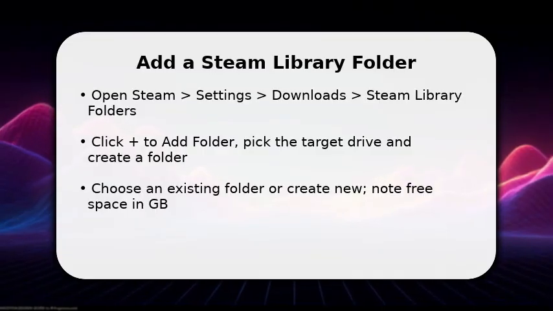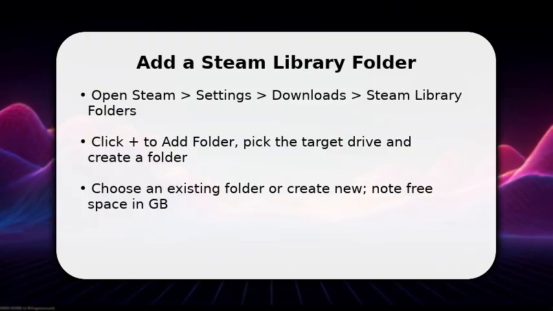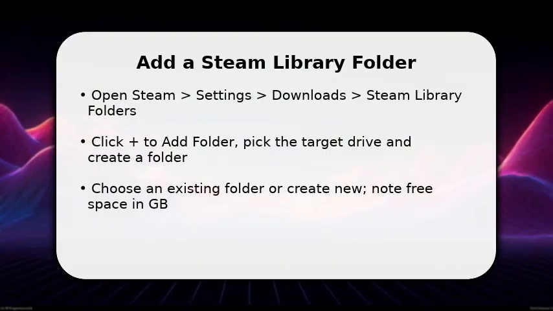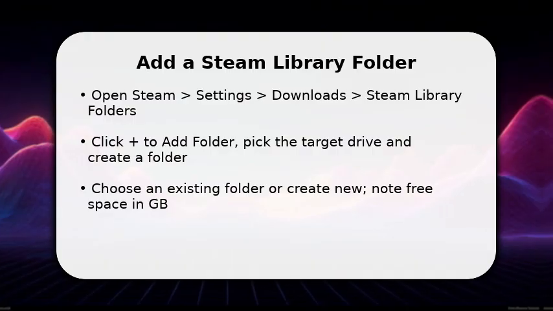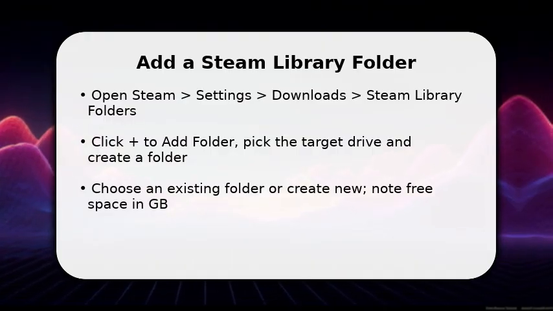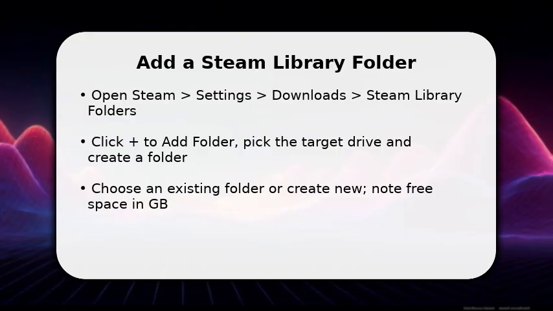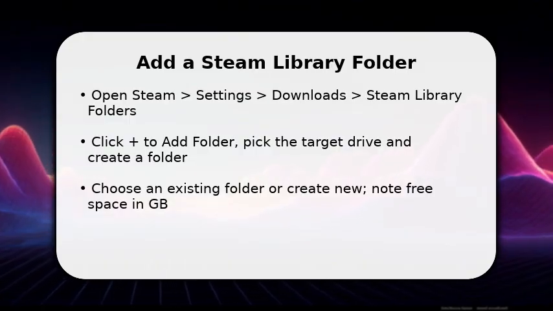You start by opening Steam and going straight to Settings. Right arrow Downloads, right arrow Steam Library Folders. Once there, click the plus icon to add a new folder on the drive you want. This creates a dedicated library location.